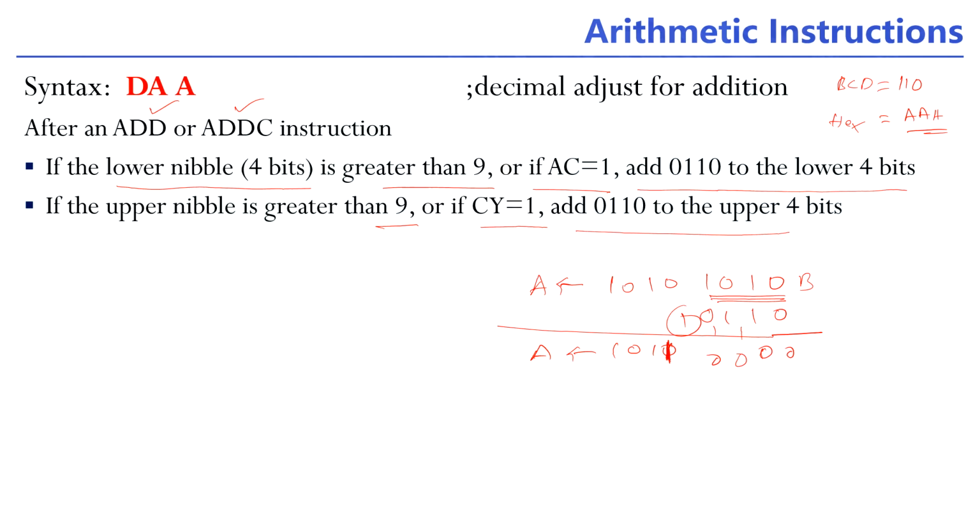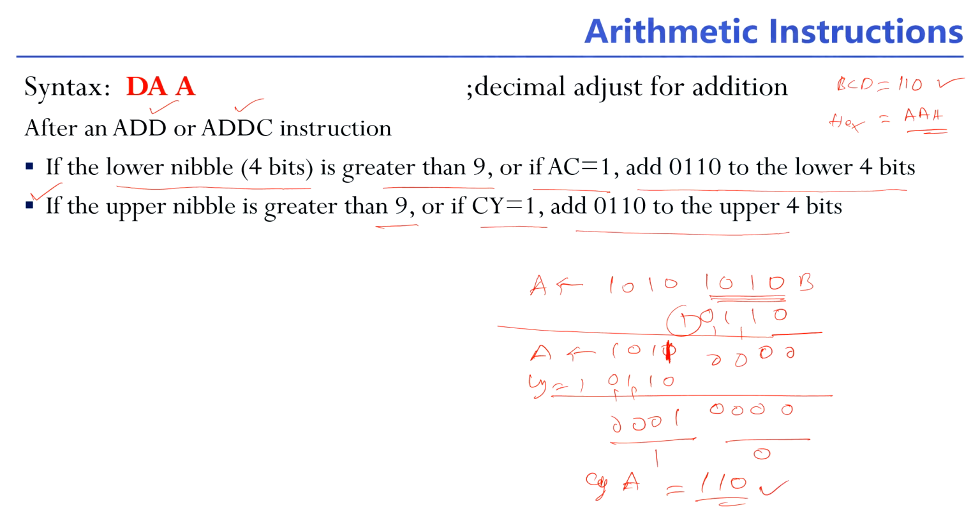After this, the second time this DA instruction checks the higher nibble. Now if you observe, the higher nibble is also greater than 9. So in this case it will add 0110 to the higher nibble. The lower nibble remains as it is. So now the carry flag is having 1, and our final sum is available in carry and A. That is 110, which is equivalent to this BCD.